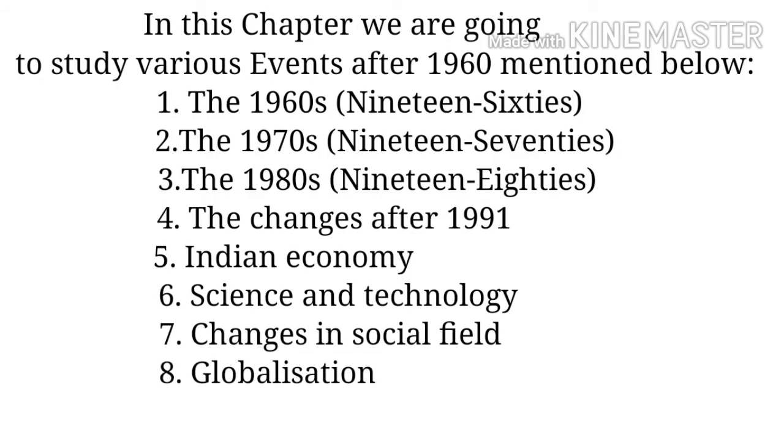In this chapter we are going to study various events after 1960 mentioned below: 1. The 1960s, 2. The 1970s, 3. The 1980s, 4. The changes after 1991, 5. Indian economy, 6. Science and technology, 7. Changes in social field, 8. Globalization.